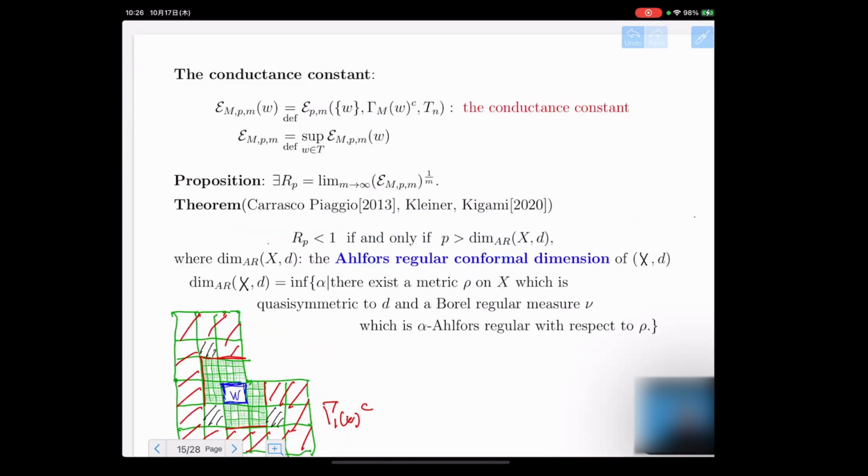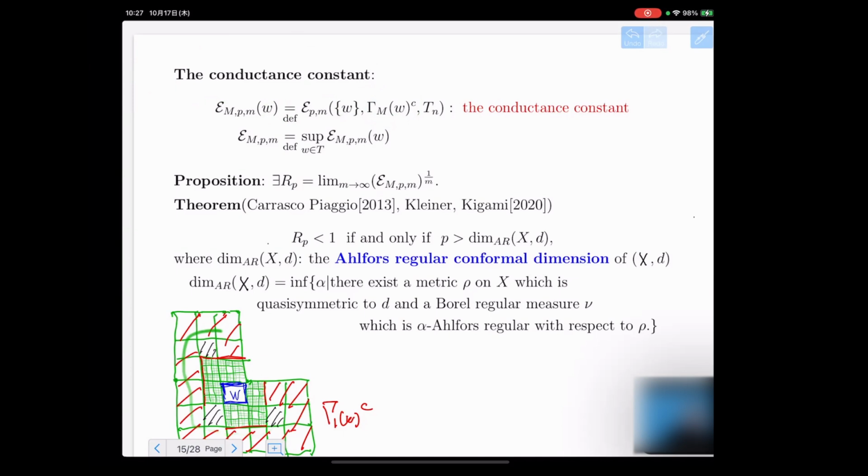And using this p-conductance, I define the conductance constant. The definition is that think about some W here, and think about the W and the complement of the m-neighborhood. So in this case, this is W, and this is the 1-neighborhood, and this red region is the complement.